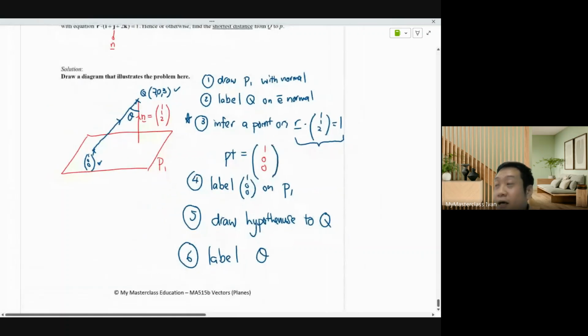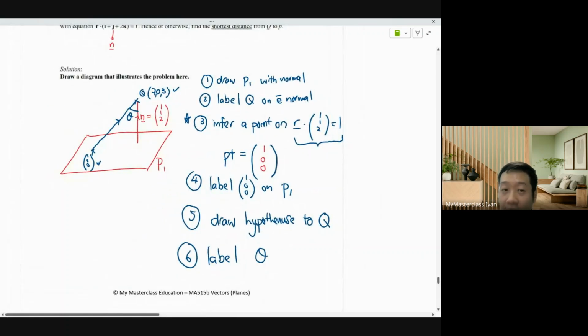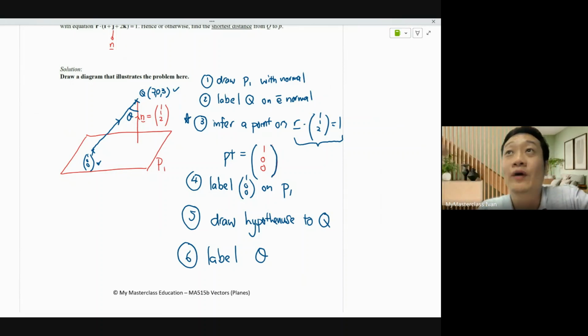Understand? But this is how you solve a question like that. In this case, this is the whole elaborated grand scheme of things: how you first make a point that is outside of the plane. Always label it on the normal. Next, infer a point that is there. There is also a skill that you need. Then we can draw the hypotenuse, and you can form this triangle already.